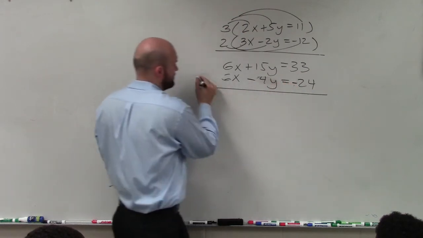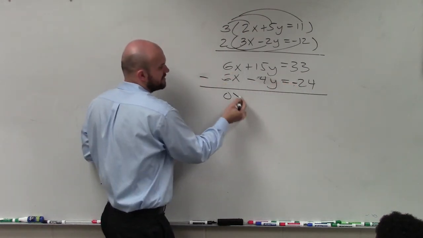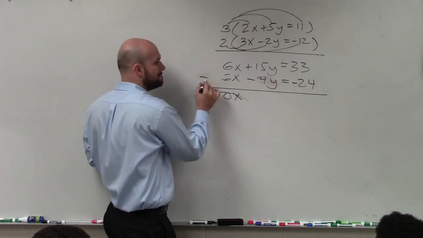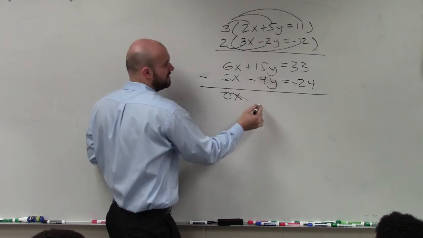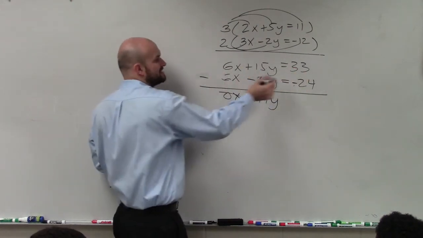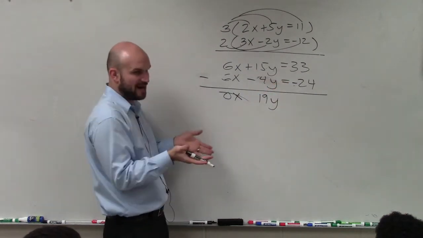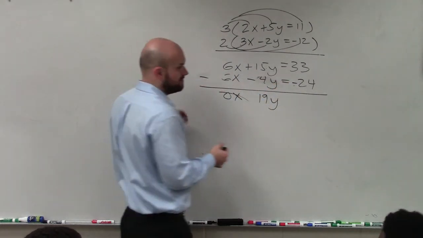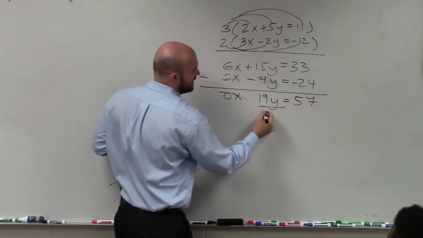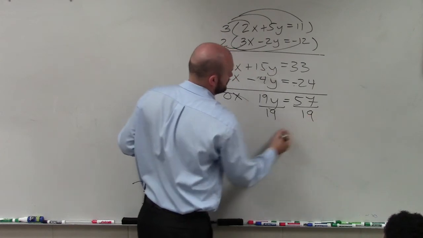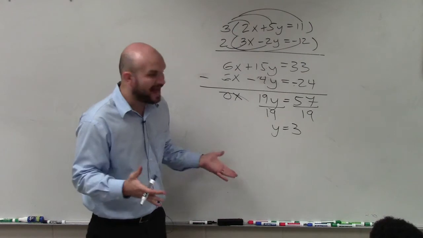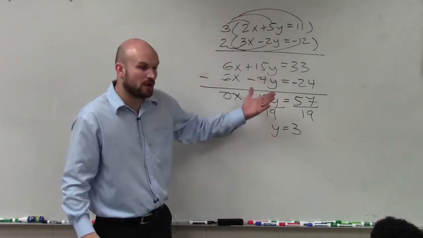So how do you subtract them? 6x minus 6x is 0x. 0 times anything is just 0. 15y minus a negative 4y is going to be a positive 19y. 33 minus a negative 24 turns into a positive, right? Minus a negative is going to be positive. Now, to solve for y, I divide by 19. y equals 3.